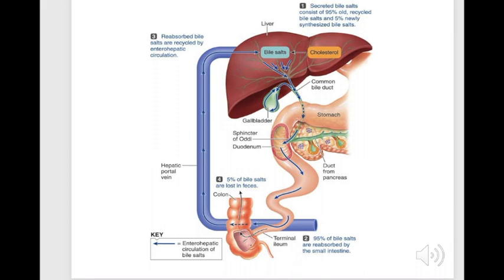So you can see the bile salts consist of 95% old recycled bile salts and 5% newly synthesized bile salts. Then it goes into the common bile duct, into the small intestine, dropped in there at the sphincter of Oddi and the duodenum, and then it gets processed. They are reabsorbed by the small intestine, and only about 5% of them are lost in the feces. So this blue line is that enterohepatic circulation of the bile salts. It goes into the hepatic portal vein, back up into the liver, reabsorbed and recycled for that enterohepatic circulation.